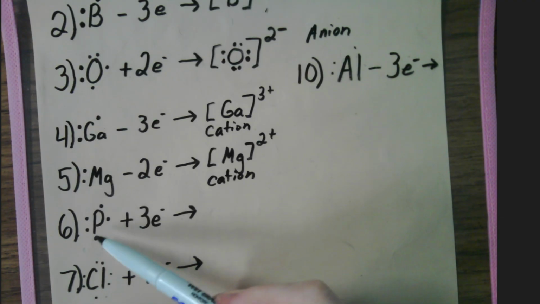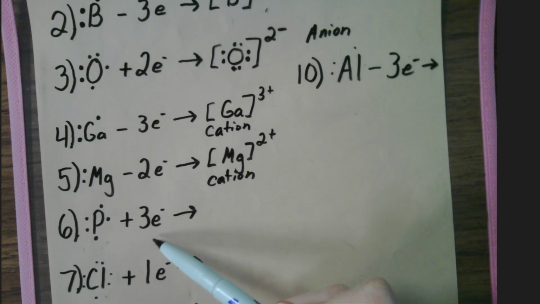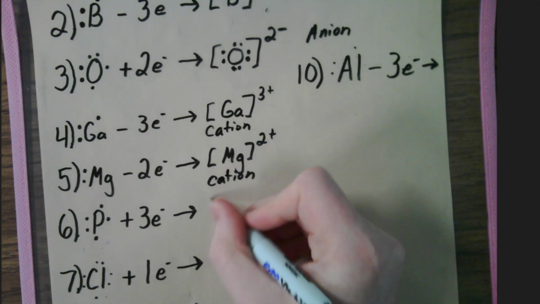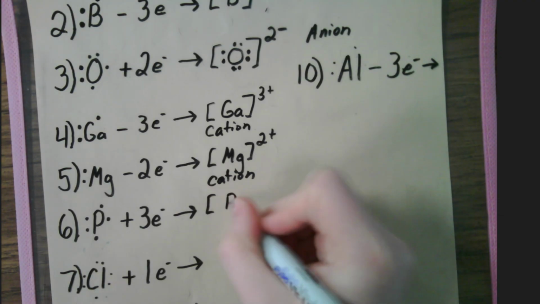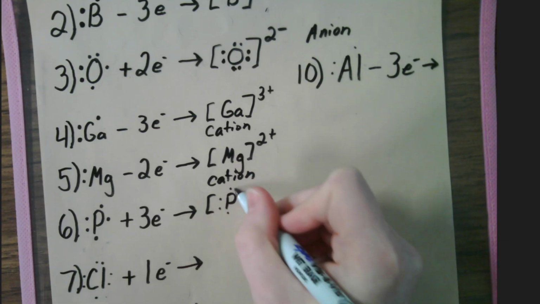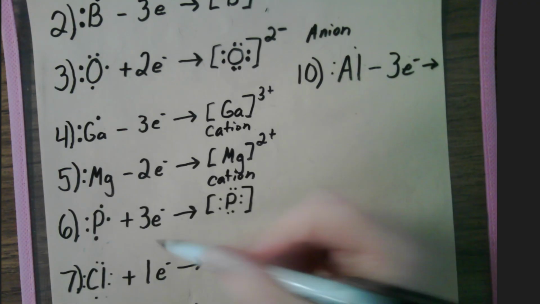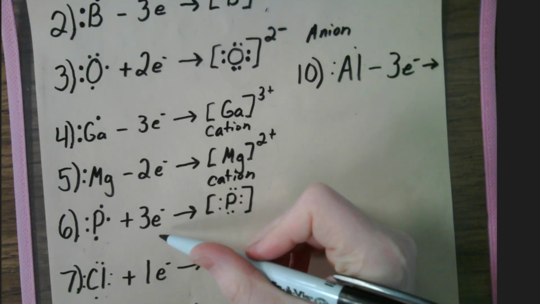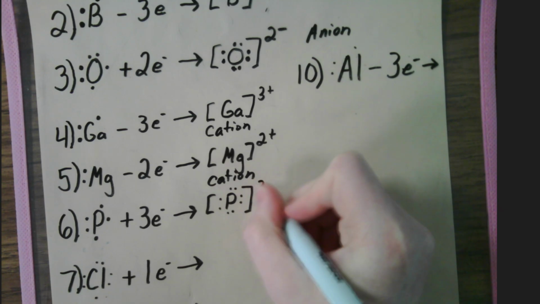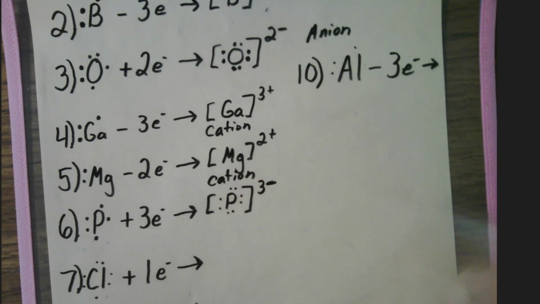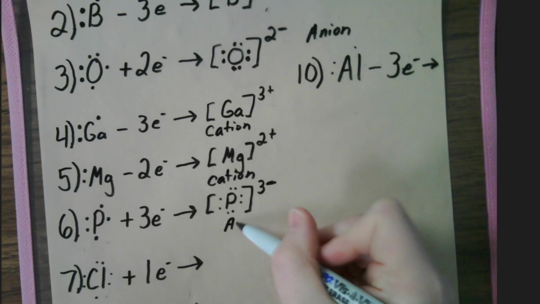Phosphorus. So phosphorus, we have a total of 5 valence electrons. And with these 5, it looks like we're going to add 3 electrons. These electrons are going to end up going around the phosphorus. So we have our phosphorus, we have 1, 2, 3, 4, 5, but we add 3, so now we've got 8 valence electrons here. But since we added 3 more negative electrons, we're going to end up with a -3 charge. This one is known as an anion.